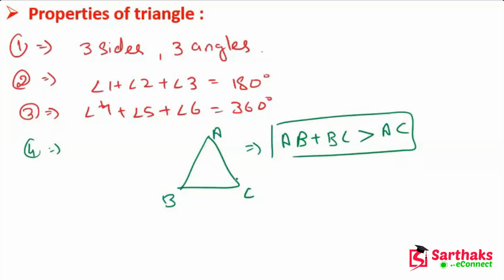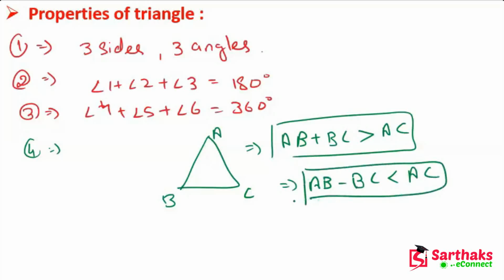Similarly, the difference between the lengths of any two sides of a triangle is less than the third side. If we subtract, AB minus BC, then it is always less than what? AC. So there are two important properties. Okay, I hope you understood this.